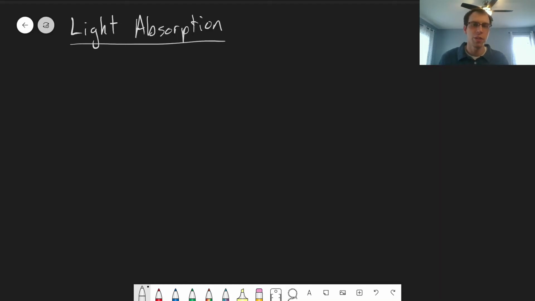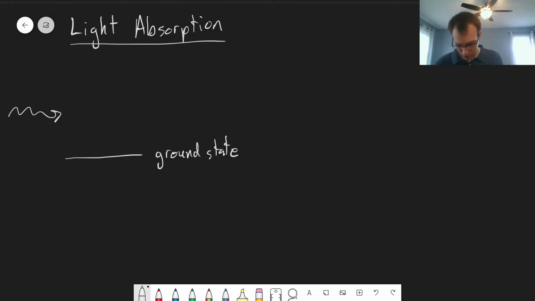So now that we have a little bit of a background understanding of light, we can go into how we use light to do analytical measurements. The most common way that this is done is using light absorption. So if we have a molecule starting in some ground state, we call this the ground state, right? The lowest energy, it's just hanging out, doing its thing.